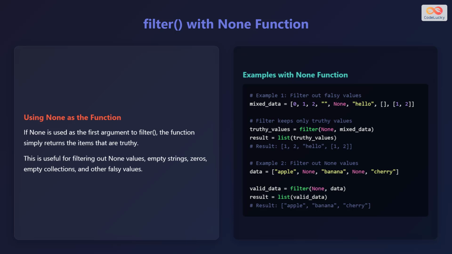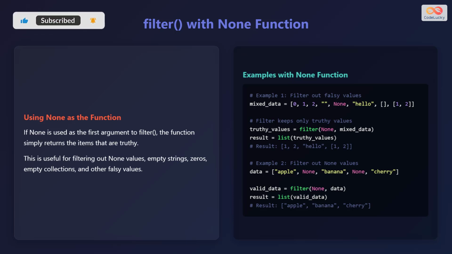Here are a couple of examples. In the first example, we filter out falsy values from a mixed list of data. We pass None as the function to filter, and the result contains only the truthy values, such as non-zero numbers, non-empty strings, and non-empty lists.